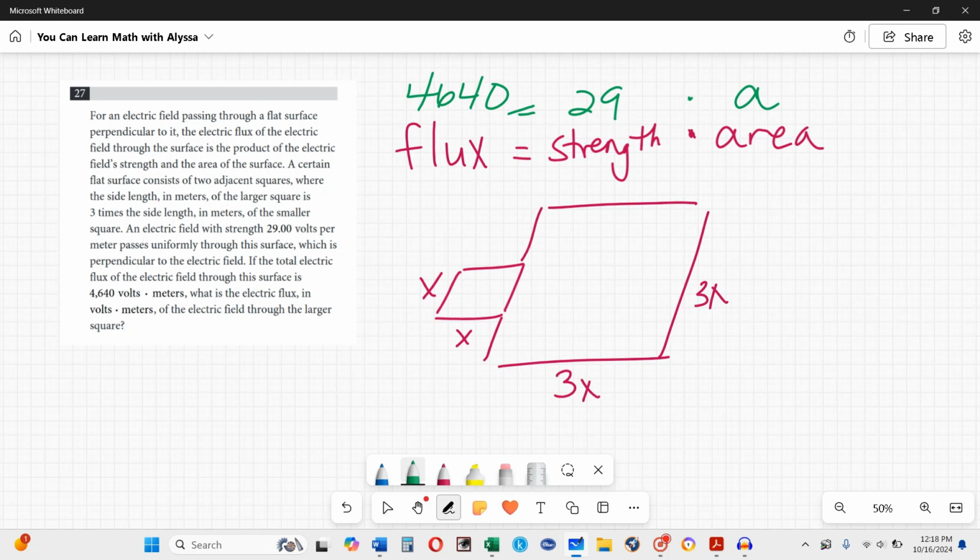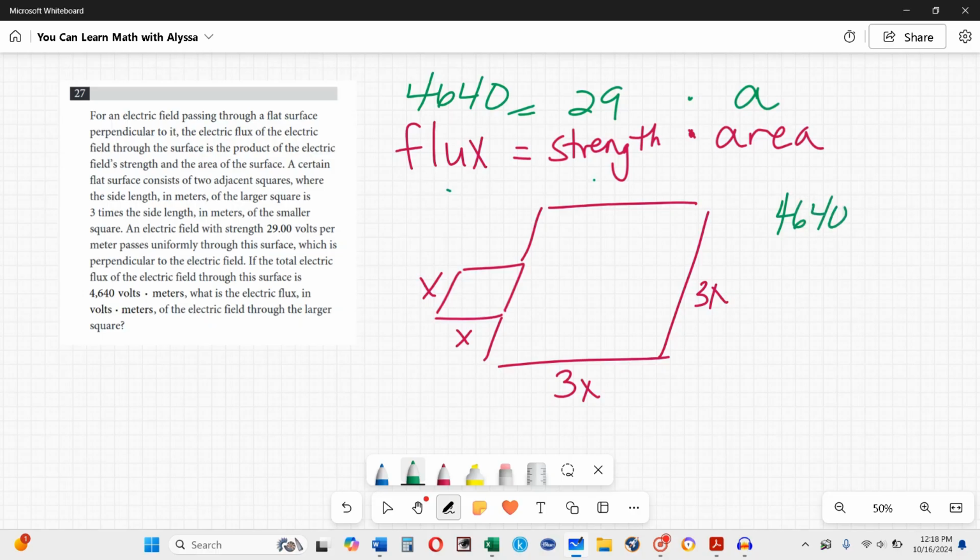Okay, we don't know the area. There are 2 ways to do this. The first one is a little bit longer, but it may make more sense to you. The other one is quicker. That one also may make sense to you. We want the one that makes the most sense, where you understand the concept and can do it quickly and accurately. So here's both ways. First, when we're told the flux and the strength, but we don't know the area of this whole combined thing, I'm going to solve for the area.